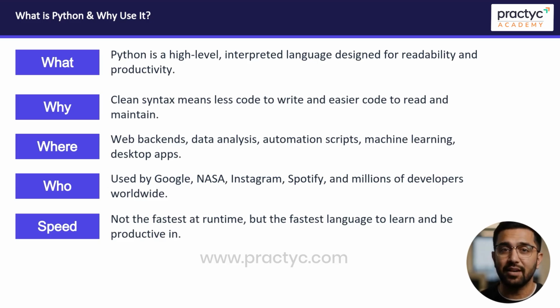Python is a high-level, interpreted language known for its readability and productivity. Its clean syntax reduces code complexity, making it easier to maintain. Python is versatile, used in web development, data analysis, automation, machine learning, and more. Major organizations like Google, NASA, and Instagram rely on it. While not the fastest at runtime, it's quick to learn and highly productive.